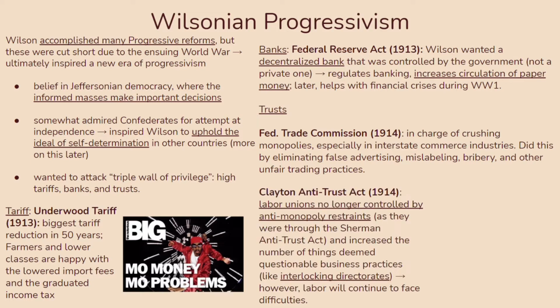But aside from this commission, Wilson also utilized antitrust legislation, specifically the Clayton Antitrust Act of 1914. And this act said that labor unions were no longer controlled by anti-monopoly restraints, as they had been with the Sherman Antitrust Act.